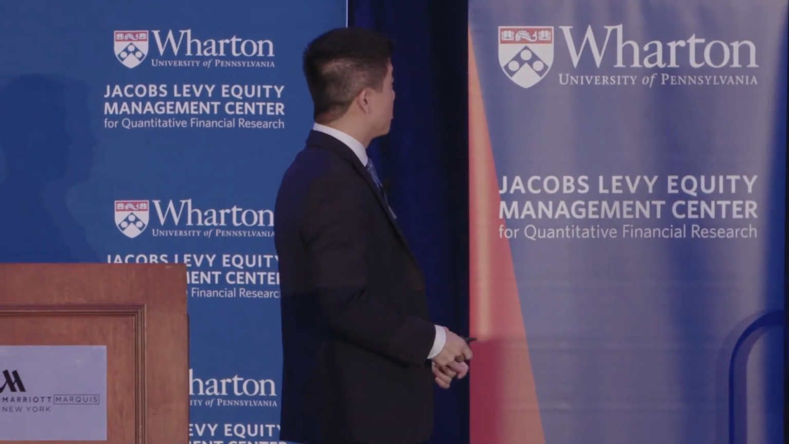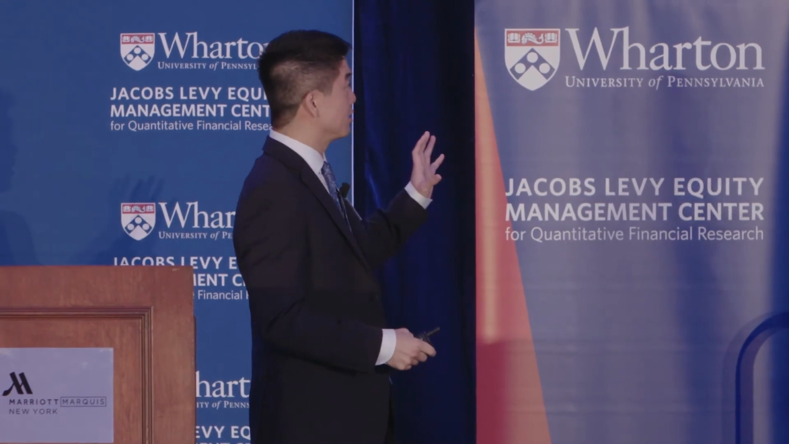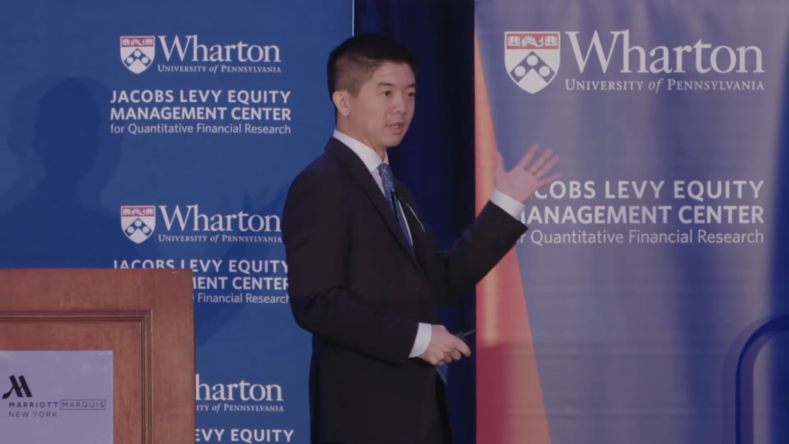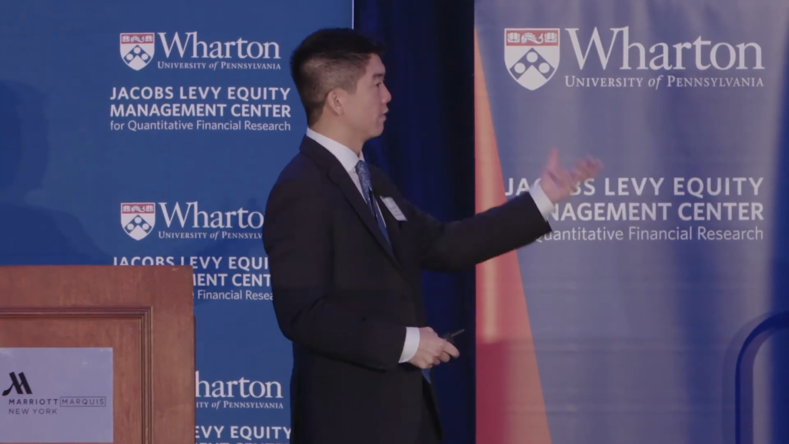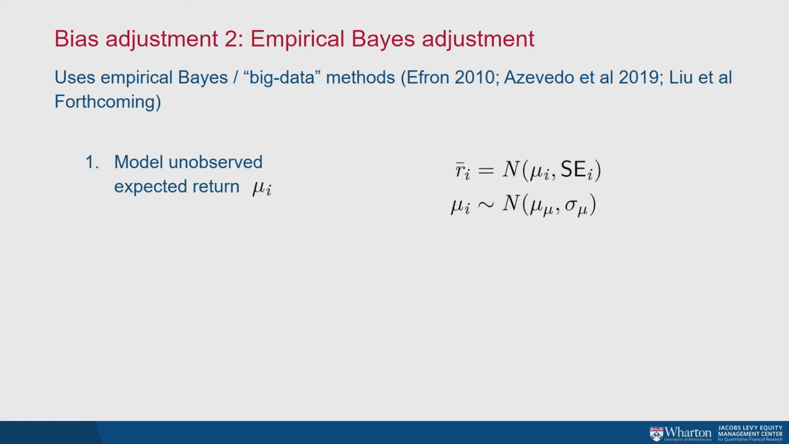And the empirical Bayes method is actually very, very simple. All you do is you say that the expected return mu is normally distributed. We normally never talk about something like that. We never think of the expected return as a random variable. But in the empirical Bayes method, you think about expected return as something random that you might want to estimate. And then you estimate that distribution.